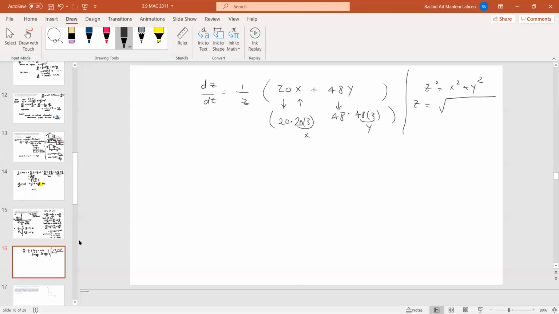20 times 3, which is 60 squared, and 48 times 3, 144 squared, and plus a 60. Let's just put the answer there. So you need to do 60 squared plus 144 squared, and take the square root of that, right? And we'll get 156.